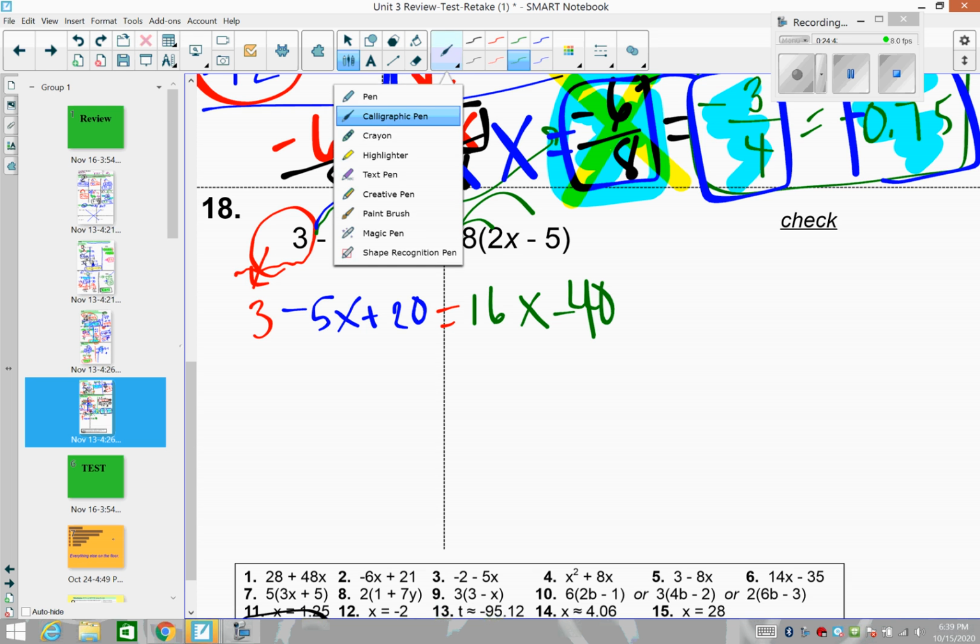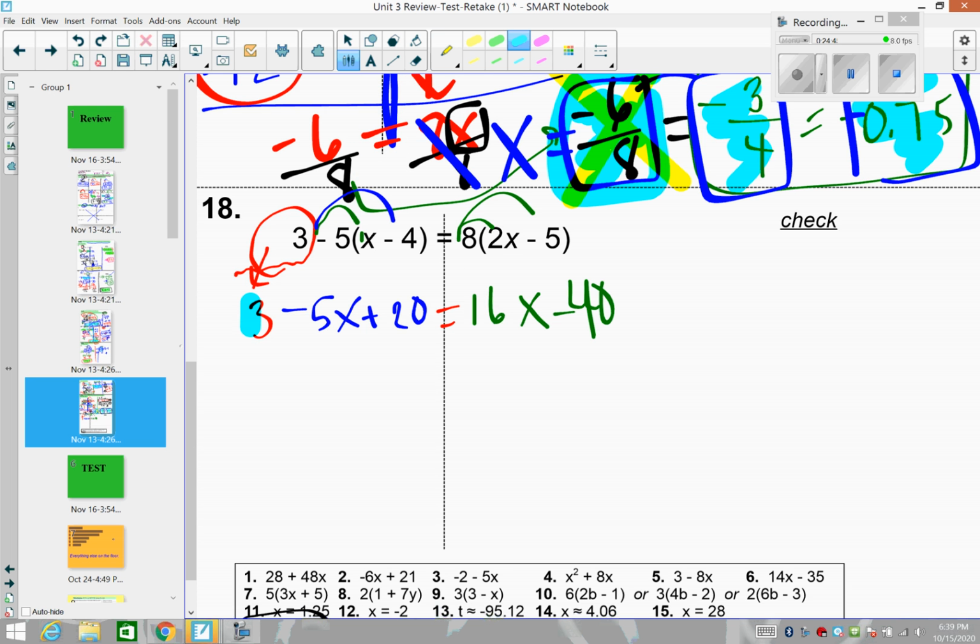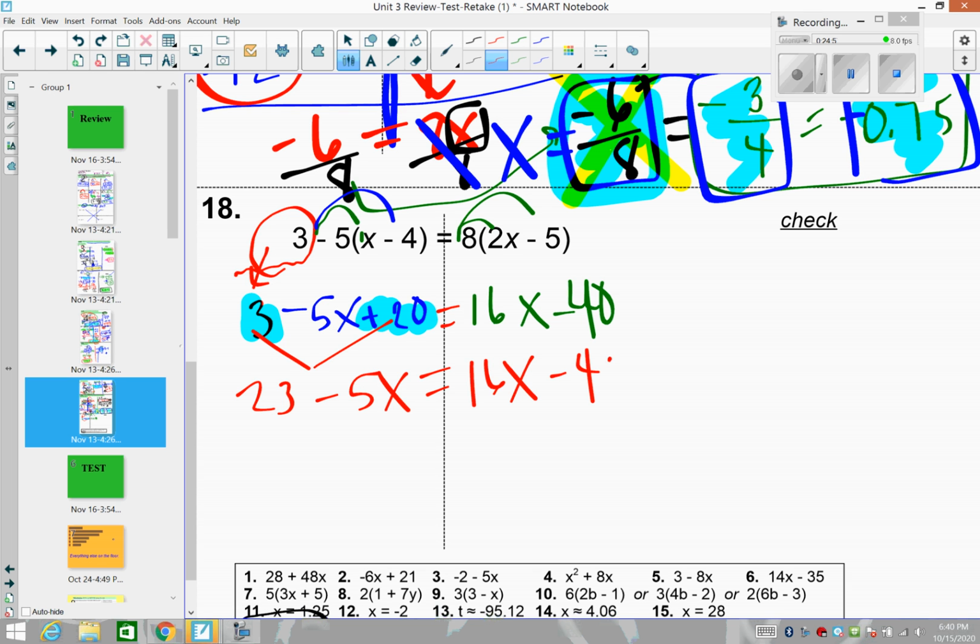Combine like terms then. So we have 3 plus 20. Those are our constants. They don't have variables, so we call those constants in math. We have 23 minus 5x equals 16x minus 40. Now, we have a variable term on both sides, so smallest variable term goes. We have a negative 5x and a positive 16x. The smallest one goes first. We're going to add 5x, copy, paste.